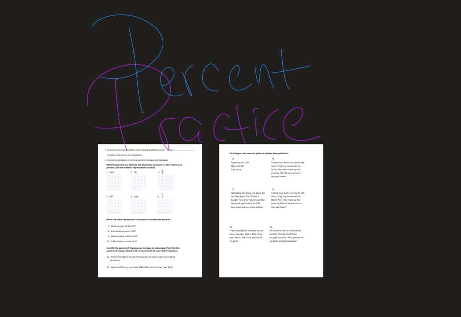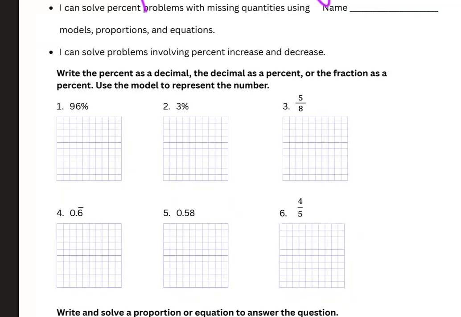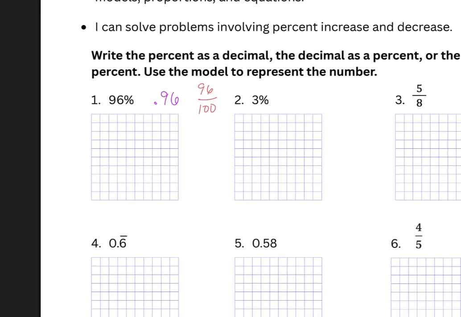Let's practice some percents for our test. So I want you to write a percent as a decimal. Some of these are going to be crazy easy. For example, 96% is 0.96. It is that way because 96% is literally 96 over 100.